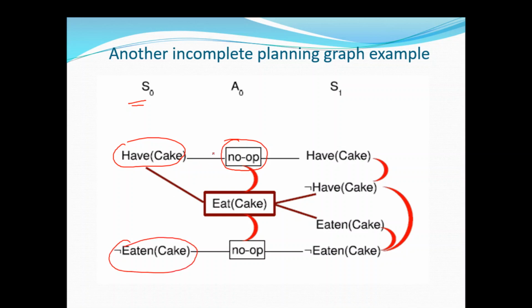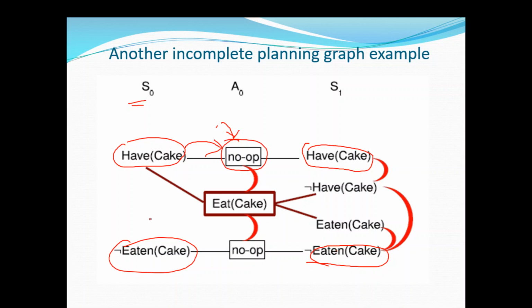Now this is a new thing we have identified. No operation also you can represent as an action. So on have cake, if you apply no operation, what will be the result? The result will be have cake only. Similarly, on not eaten of cake, if you apply no operation, what will be the result? The result will be not eaten of cake only.